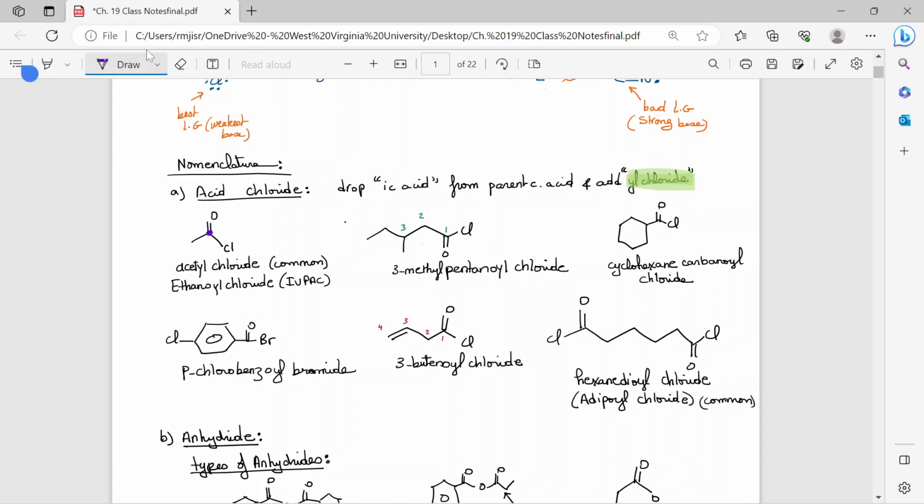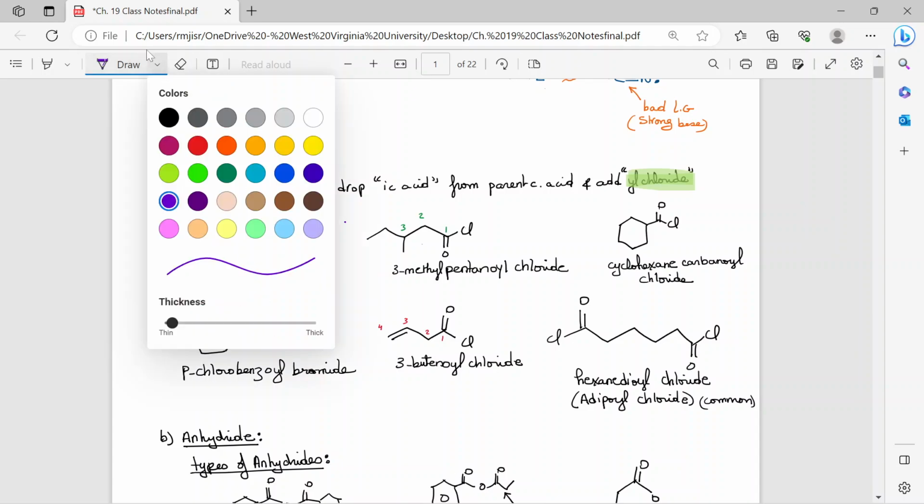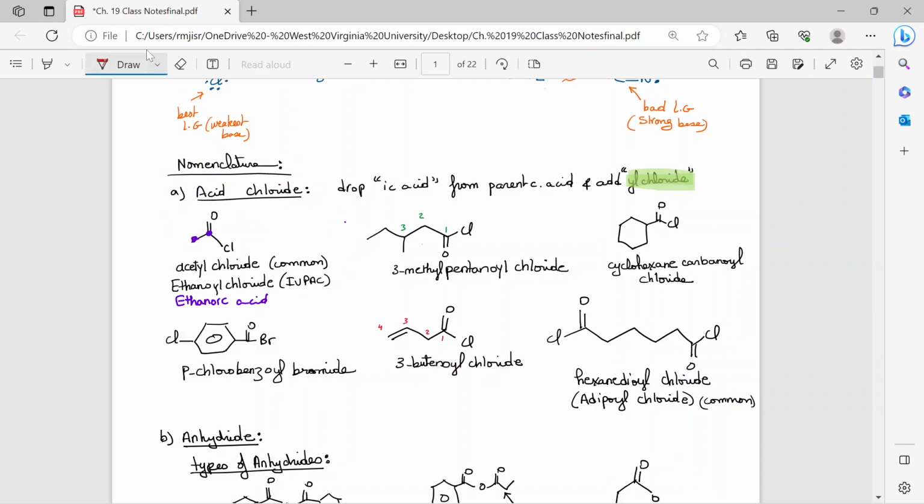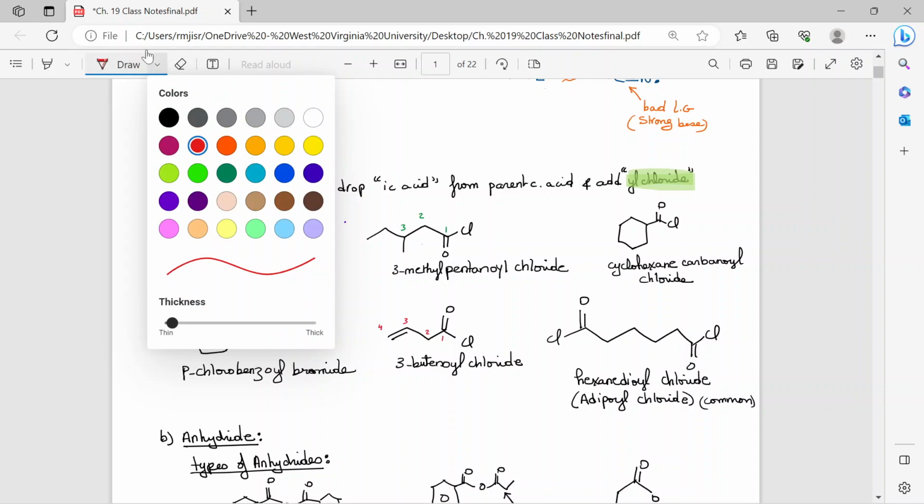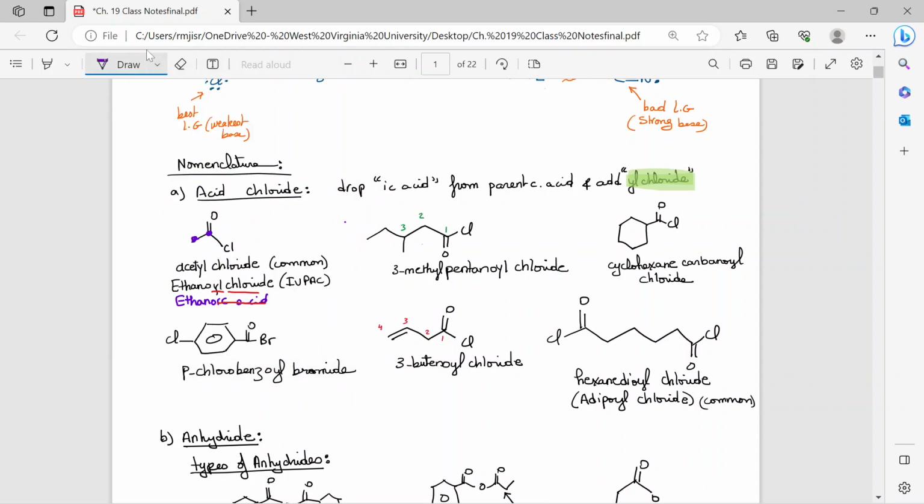Let's start with this example over here. If you want to name this as a carboxylic acid, this is going to be ethanoic acid. So all you need to do is go ahead and drop the "ic acid" out and replace it by "yl" and "chloride". And that is going to be your IUPAC name. We're going to do the same thing for the common name. So for the common name, we know that this one is acetic acid. So again, drop the "ic acid" out and replace it by "yl", and then depending on the halogen that you are working with.